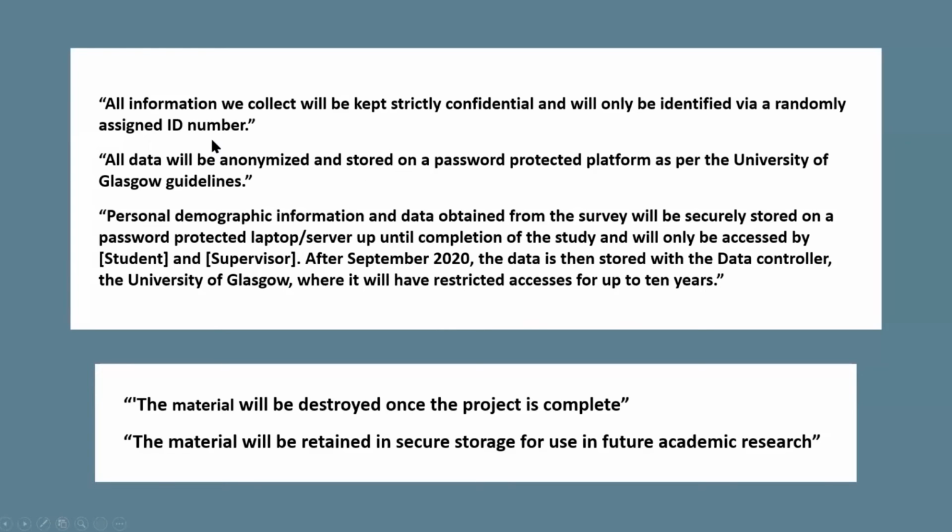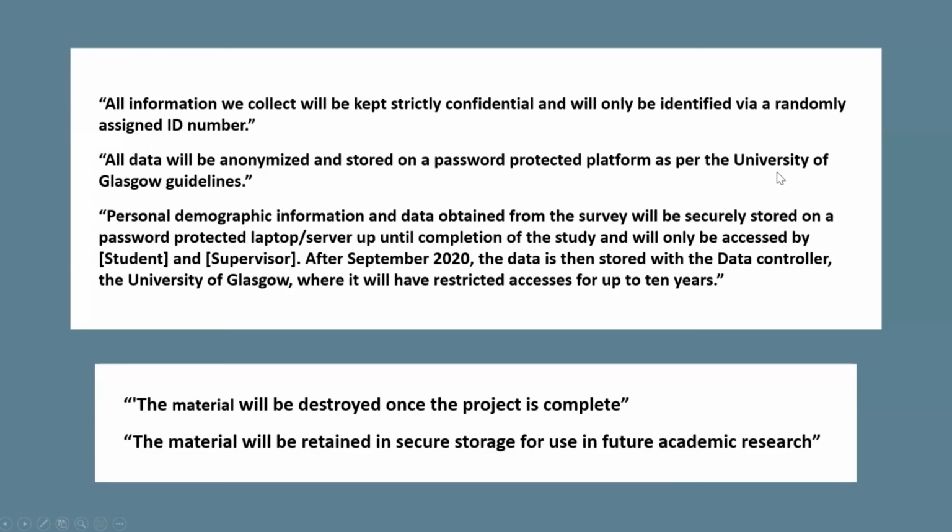In this first one, these sentences are harvested from both the consent form and the participant information sheet. So first of all, participants are told that all information that will be collected will be kept strictly confidential and will only be identified via a randomly assigned ID number. We queried, if all information that's collected will be kept strictly confidential, how does the researcher expect to publish their research? Then in the same document, it said all data will be anonymized and stored on a password protected platform as per the University of Glasgow guidelines.